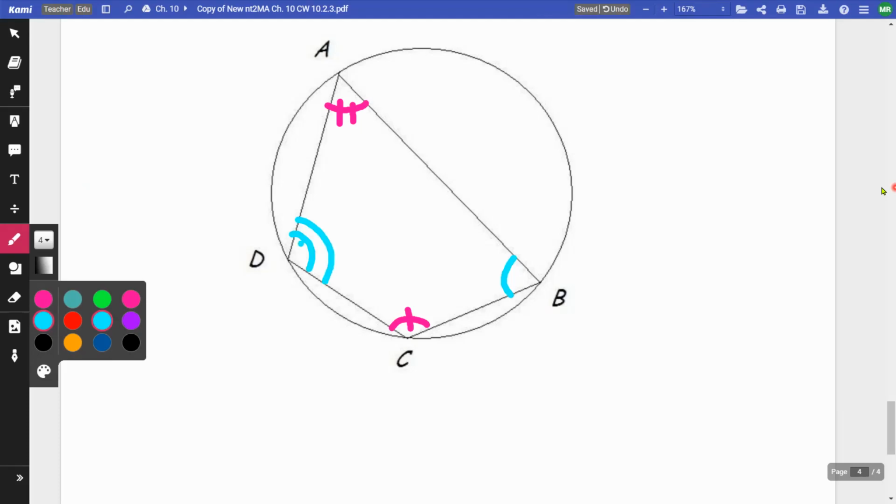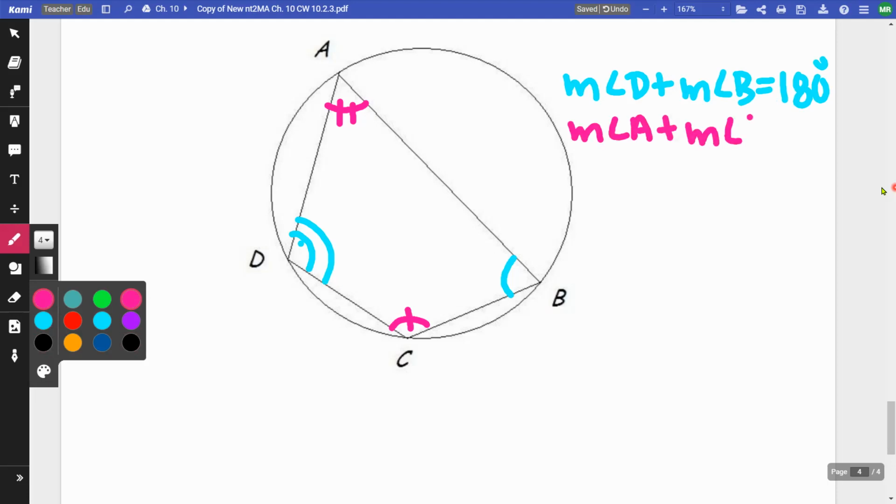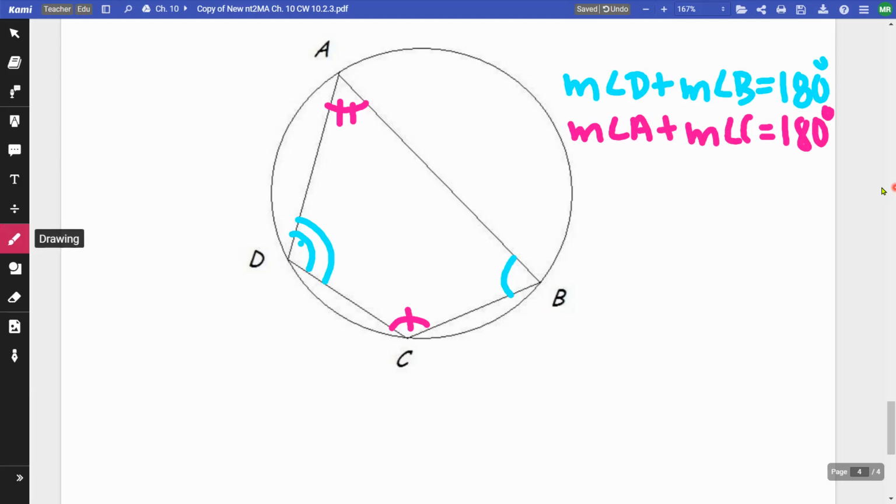Okay. But what happens is if I take the measure of angle D plus the measure of angle B, since they're across from each other, they're supplementary, they add to 180 degrees. If I take the measure of angle A plus the measure of angle C, they also are going to be supplementary, add up to 180 degrees. Okay, that is true when you have a quadrilateral inscribed inside a circle.